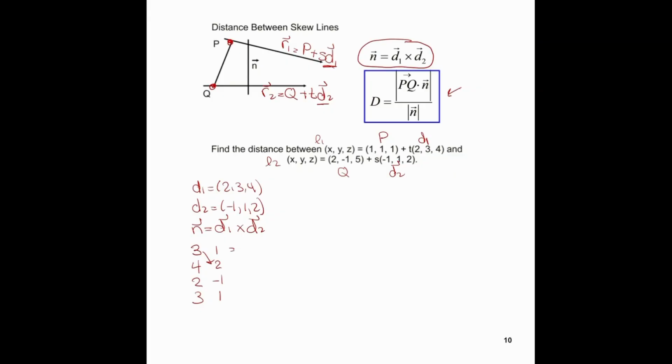All right. So this is going to equal 3 times 2 is 6, minus 4 times 1 is 4. 4 times negative 1 is negative 4, and that's going to be minus 2 times 2, which is 4. And then I have 2 times 1 is 2, minus 3 times negative 1, which is negative 3, so 2 minus negative 3 becomes plus 3. So the direction of our normal vector is 2, negative 8, 5, because negative 4 minus 4 is actually negative 8.